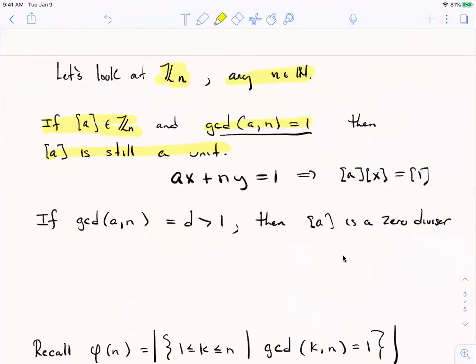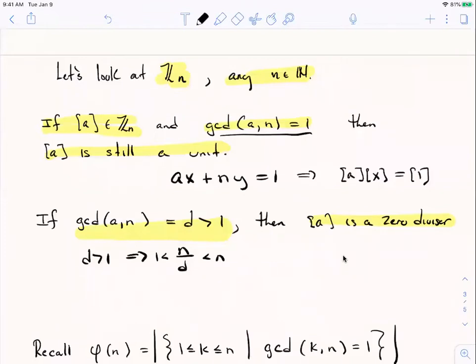And conversely, if your GCD is bigger than 1, then you're not a unit. In fact, I claim you have to be a zero divisor. Let me try to convince you of that. If the GCD d is bigger than 1, well, then n over d is less than n. It's also bigger than 1. Yeah, d can't equal n, because a is an element of Zn, and d is the GCD of a and n. So a is less than n, so d can't be n.